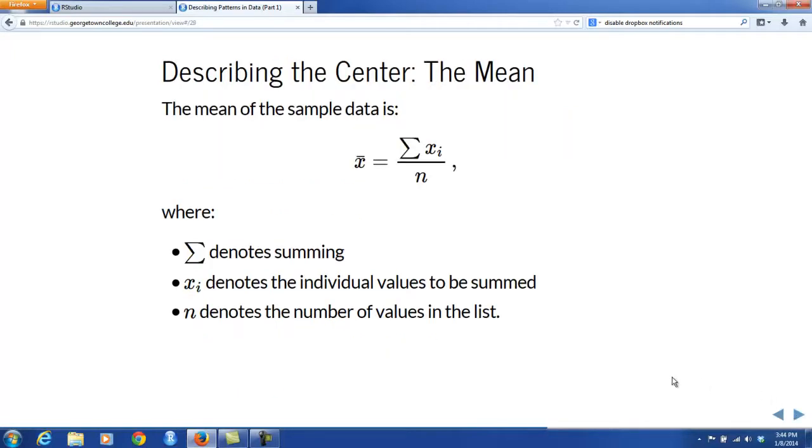So let's focus in on the mean out of that list of numbers. Now, the mean of sampled data is symbolically denoted by an x with a little bar on top. And here's how you find the mean. First of all, you look at the individual data values themselves, which are symbolized x sub i, and you add them together. That's the sum sign. After you've gotten the sum of all the values, you divide by n, the number of values in the list in the first place, the sample size.